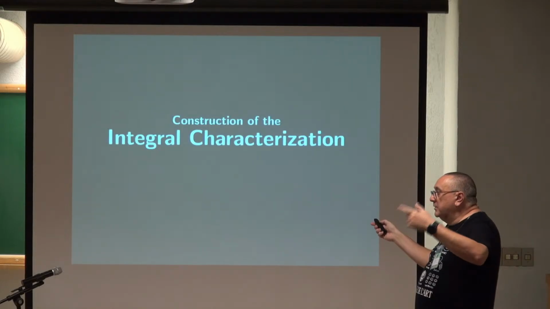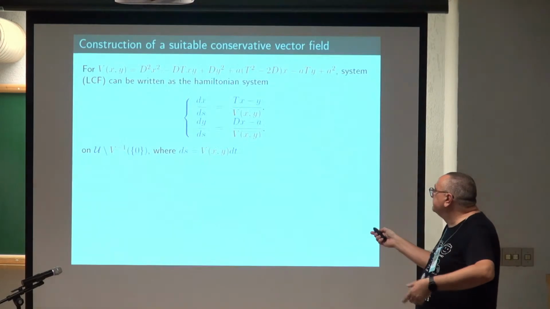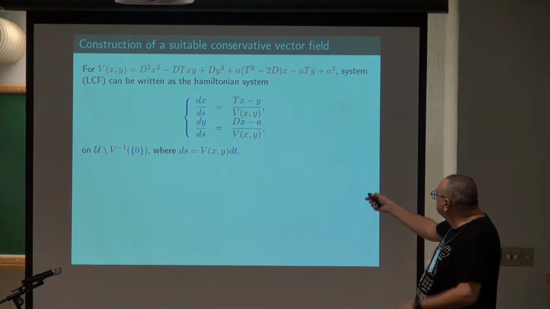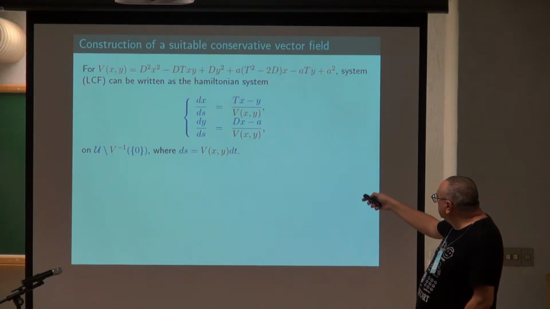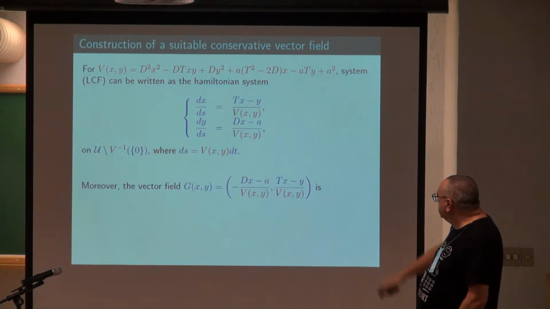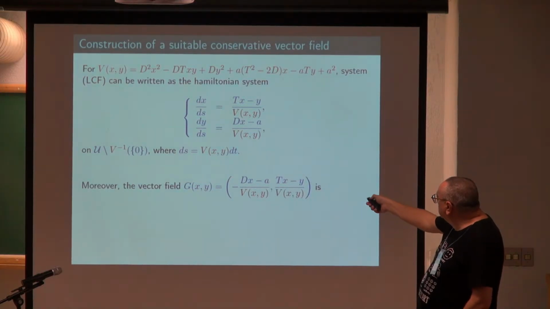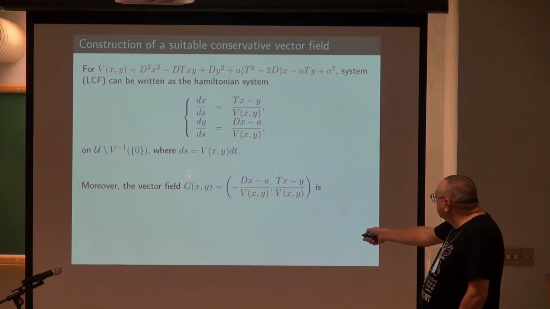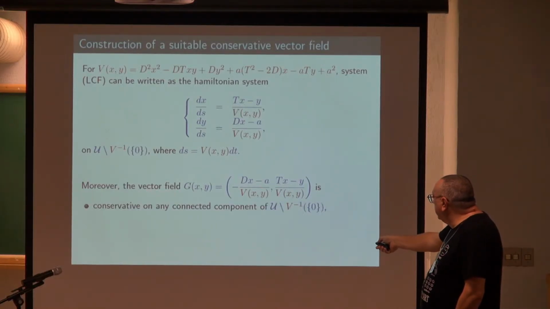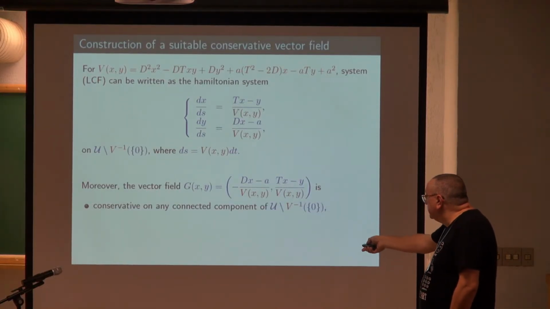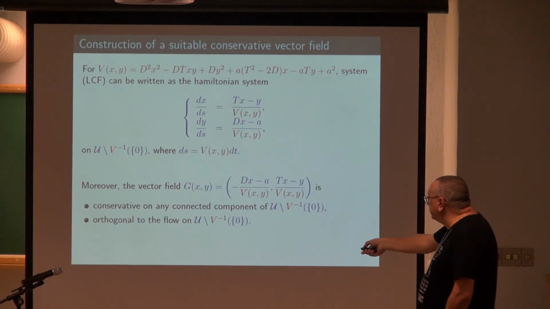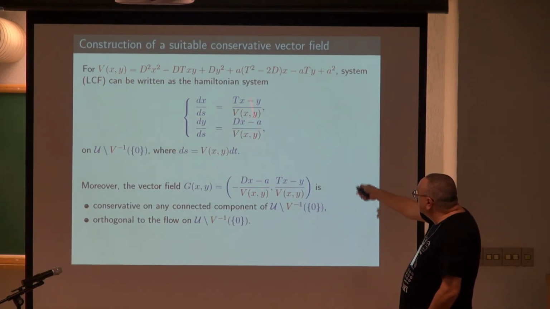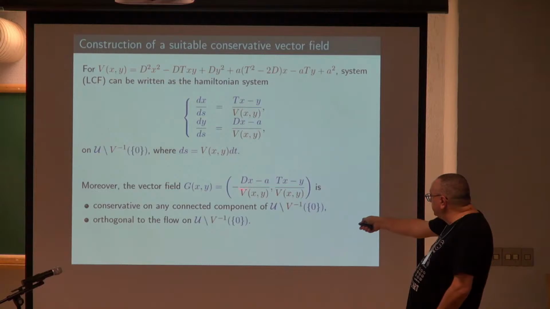Remind, we don't want to integrate the system. Okay, so this is the system, written as a Hamiltonian system, because this is the inverse integrating factor of the system. This vector field here is conservative, and it is orthogonal to the flow. These are just these equations, where we change the position and the sign.